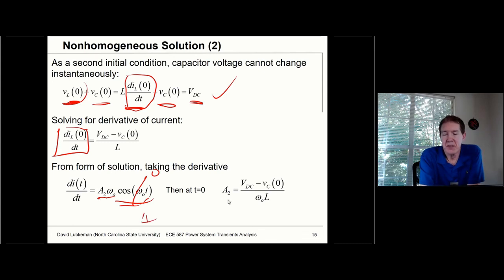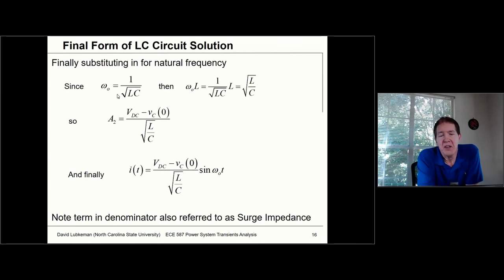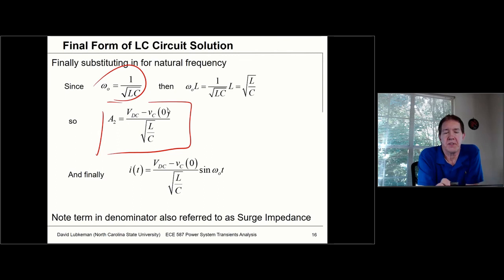And then basically what I'm going to see is that A2 is going to be VDC minus VC at time 0 divided by omega naught times L. All right. So it takes a little bit more work in the case of second order systems in order to get the coefficients. So now I can make use of the fact that this is the expression for omega naught. I can go ahead and do some substitutions, and eventually I can find out that A2 is VDC minus VC at time 0, divided by the square root of L over C. And if I plug this in, I get the final solution for the current as shown here.